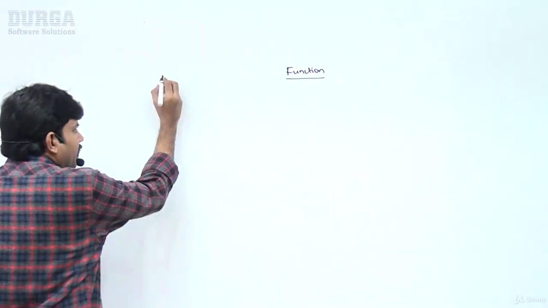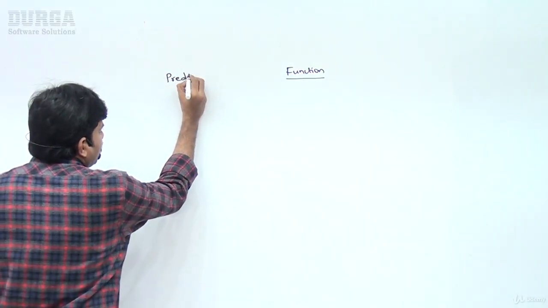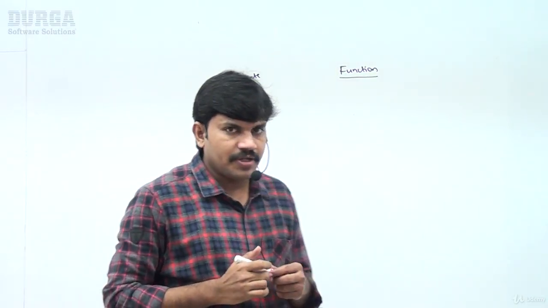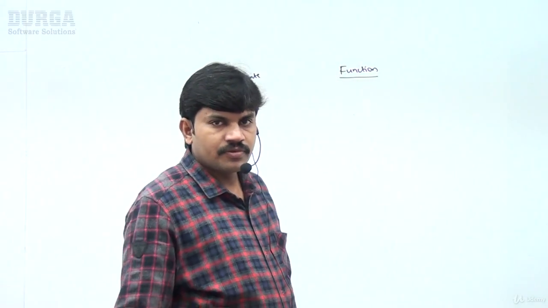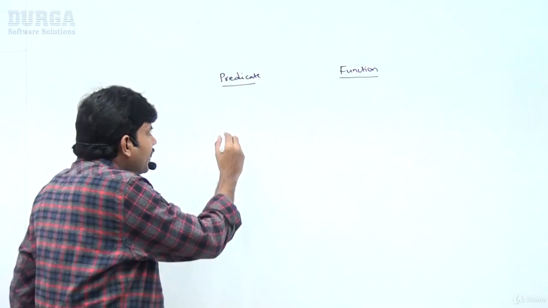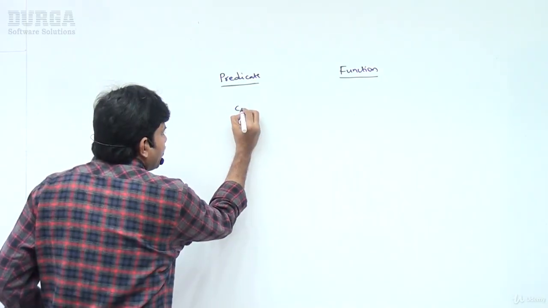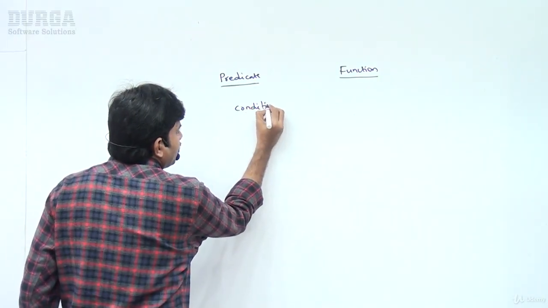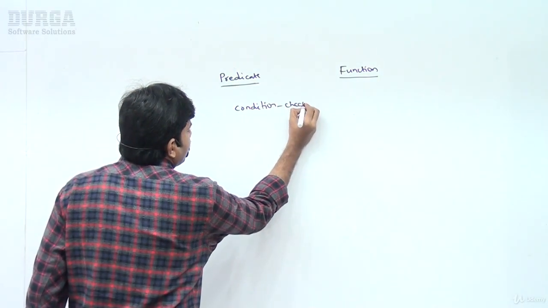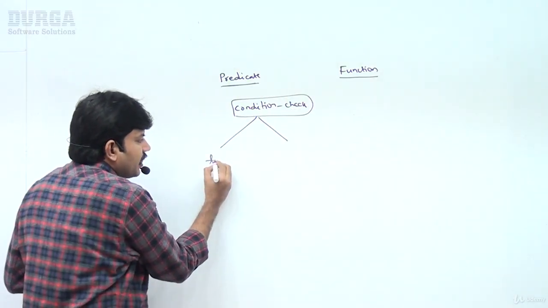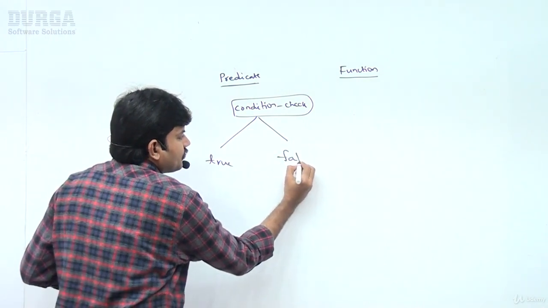Function is a mathematical word like predicate. What is the difference between predicate and function? Very simple, sir. Predicate always performs some condition check, and always returns either true or false. Correct, right?